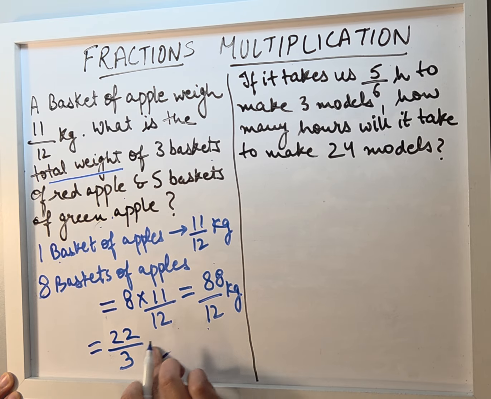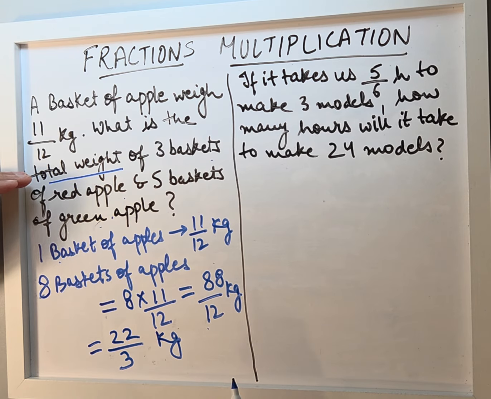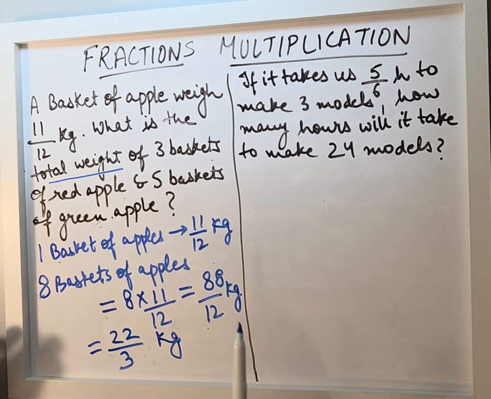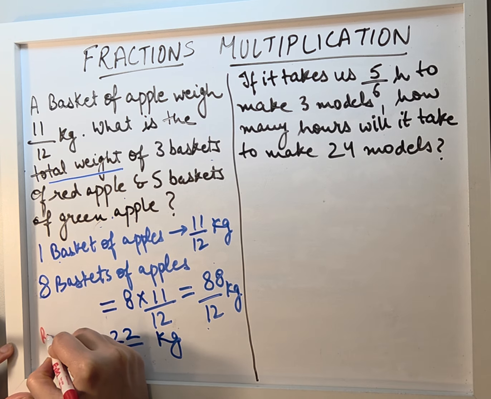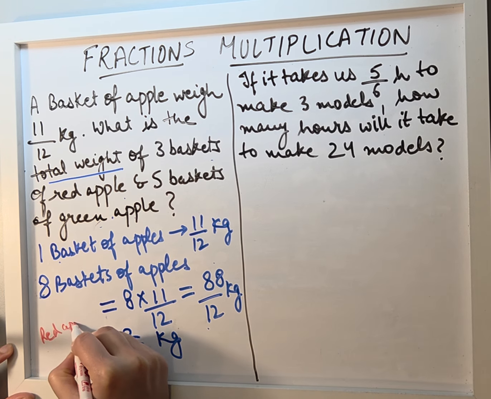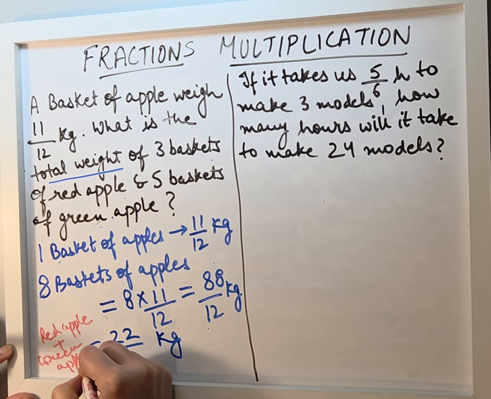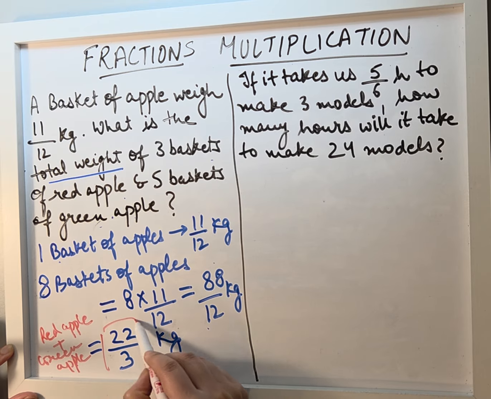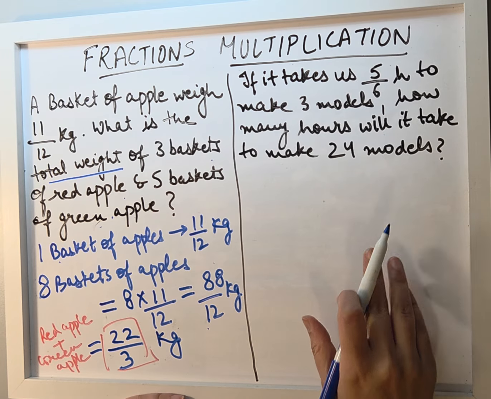So the answer is 22 by 3 kgs is the total weight of 3 baskets of red apples and 5 baskets of green apples together. So we can say red apple plus green apple baskets together will be 22 by 3 kgs. Okay. Now let's look at the second word problem.